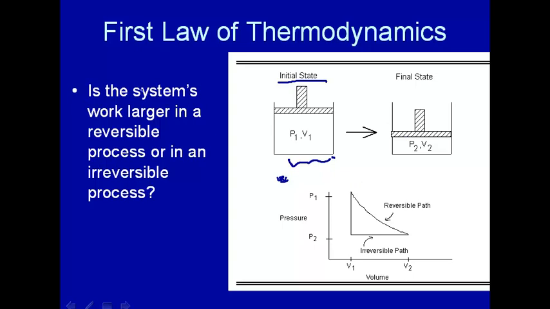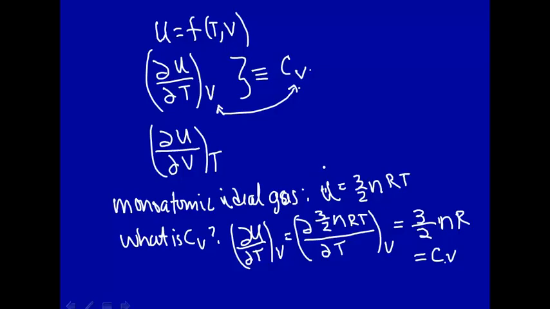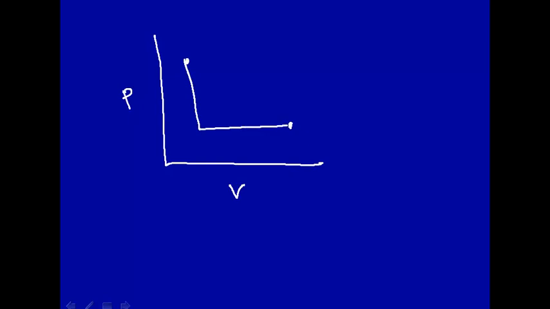All right, so is the system's work larger in a reversible process? Here's the reversible process, or the irreversible process when you go like this. Okay, well, let's see if we can answer that question. Now, we reduce the graph on the previous slide right here. So this is pressure, and this is volume. Here's our initial state, here's our final state. So we're going to go down like this suddenly, and then go across here. So that will be our irreversible process.